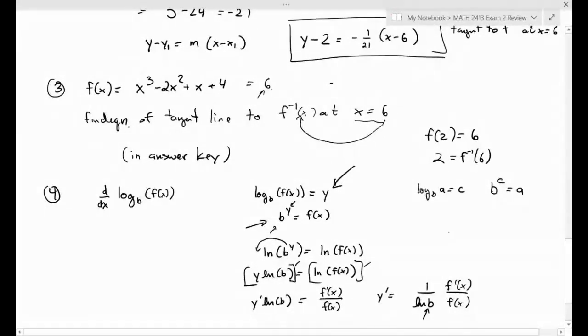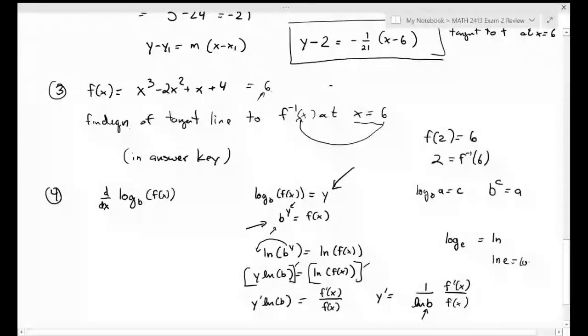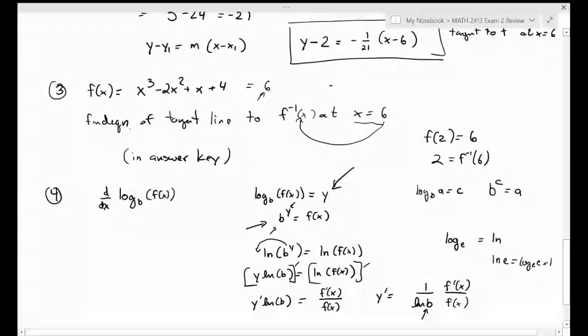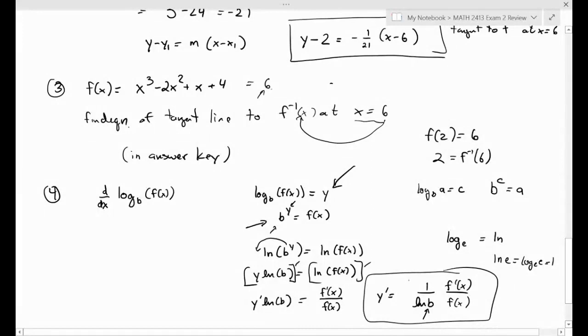Except natural log is log base what, by the way? It's log base e, right? Wait, so in this case, b is a constant? Yeah, b is a fixed base. Okay. So we know the natural log of e is just 1. So this rule reduces to the one you're familiar with in the case where the base happens to be e.